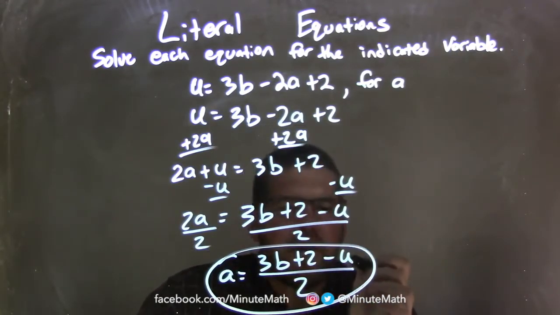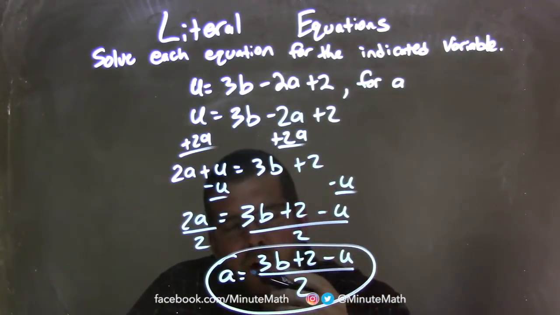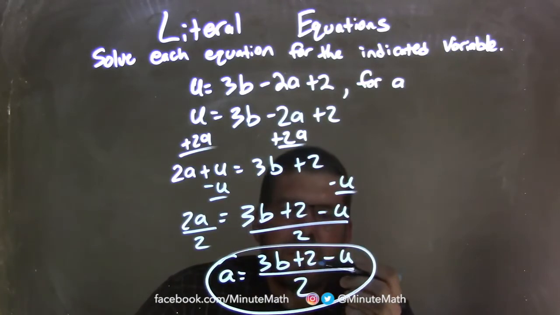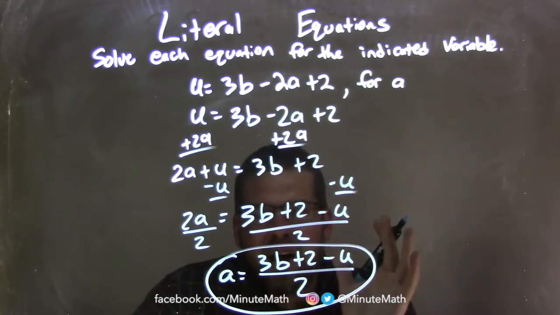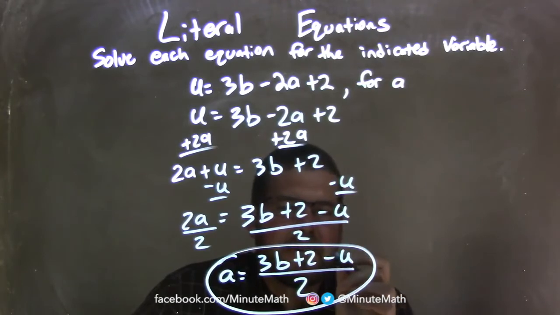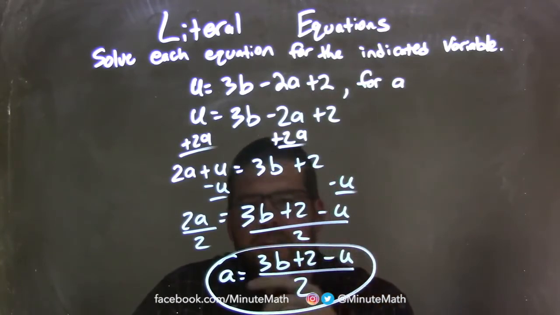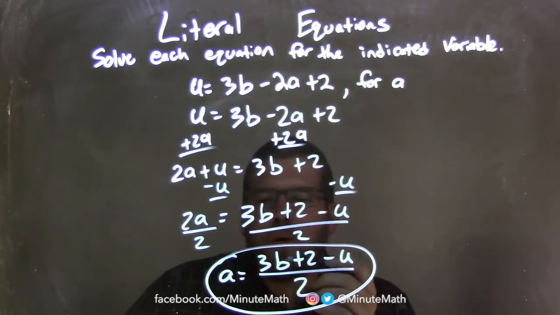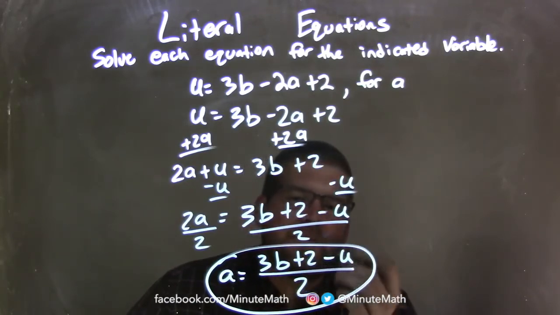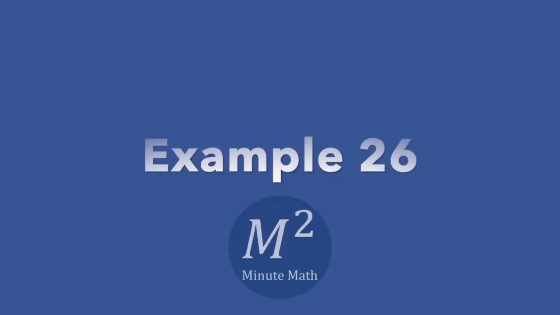Now, some people would argue that you should have the negative u first and make it negative u plus 3b plus 2, nice and neat. I'm fine with where it is. I guess you put your variables together, but it's all good for this problem here. And so I'm good with a equals 3b plus 2 minus u over 2. Hopefully your teacher is as well.